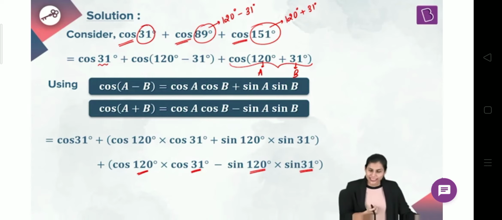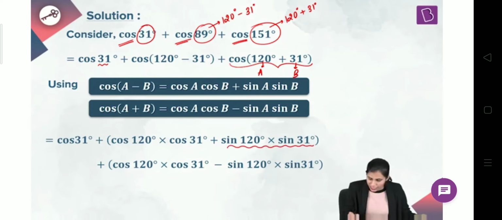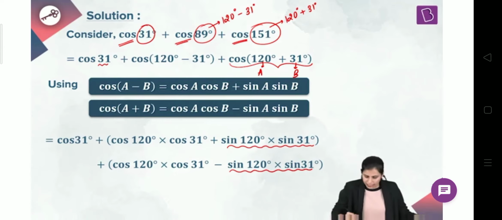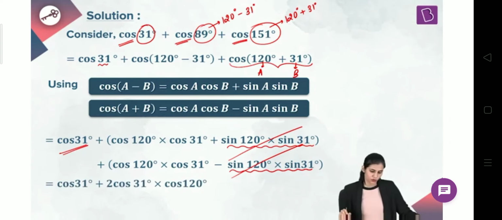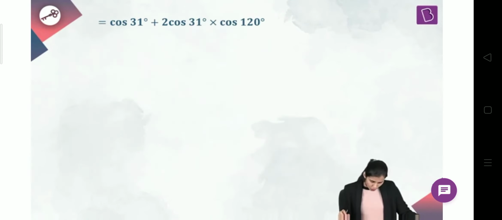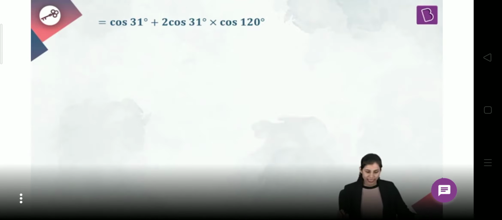Yes, now let's simplify this, okay? Fine, well, this is plus sin 120 into sin 31. This is minus sin 120 into sin 31. So both these terms will obviously get cancelled out. Okay, what are you left with? Cos 31 as it is plus twice of cos 31 into cos 120. Easy peasy, isn't it? Okay, let's proceed ahead.